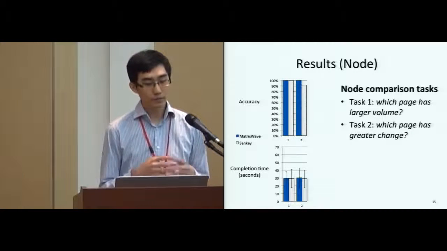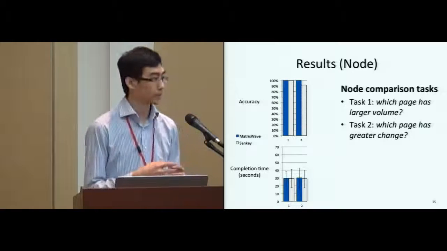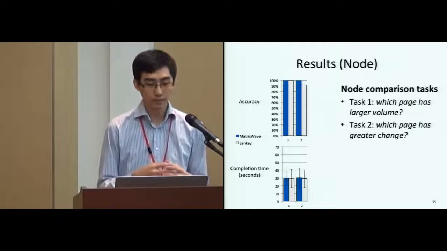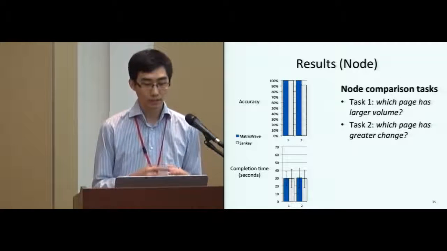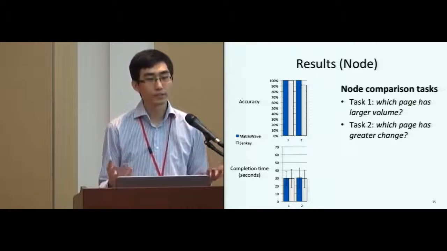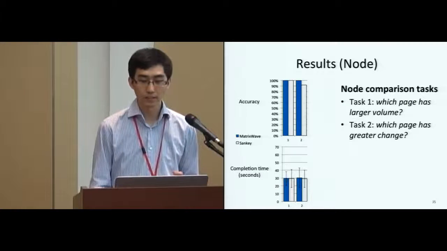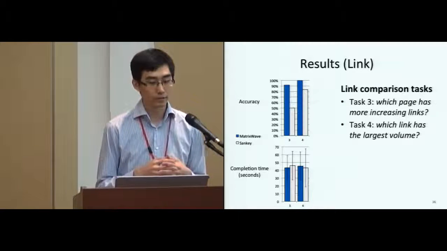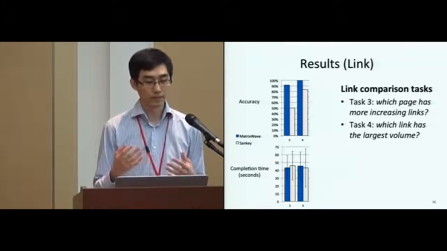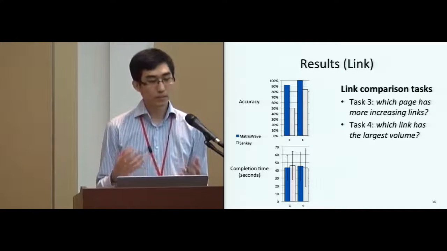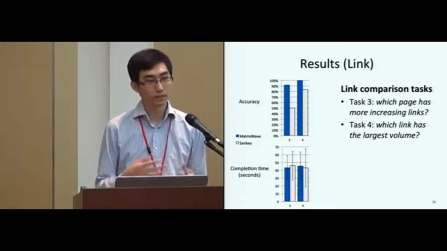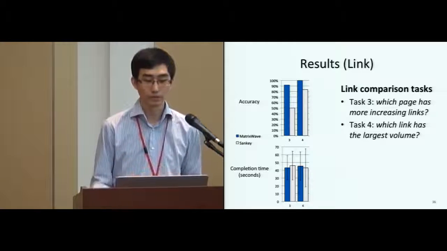And for the results, here is the accuracy and completion time for the node comparison tasks. You can see that the 2 visualizations perform similarly. That makes sense because they are using similar visual representations. And for link comparison tasks, we can see that MatrixWave was more accurate, which matches our hypothesis because there are no overlapping edges and no edge crossings in MatrixWave.